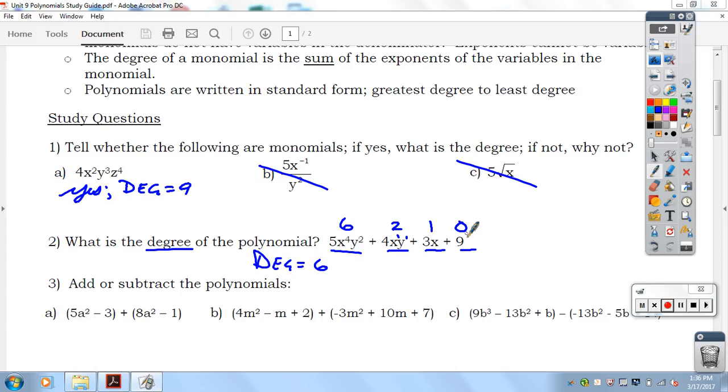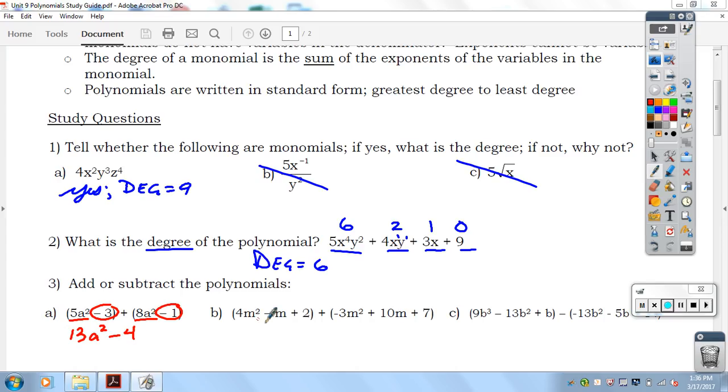Question 3, A, B, and C asks us to add or subtract based on what it's asking you to do. I'm just going to combine my like terms. This plus sign really doesn't mean anything. It's just essentially telling me that it's 2 binomials. These are considered like terms. 5a squared plus 8a squared is 13a squared, and a negative 3 and a negative 1 combine to make a negative 4.